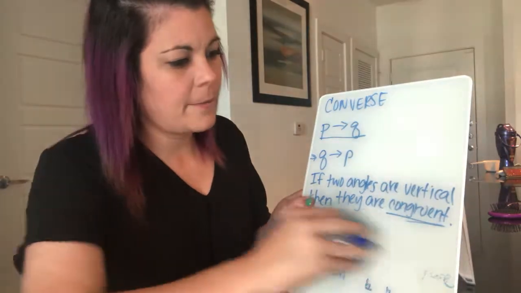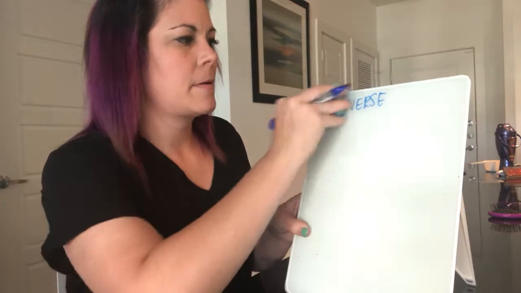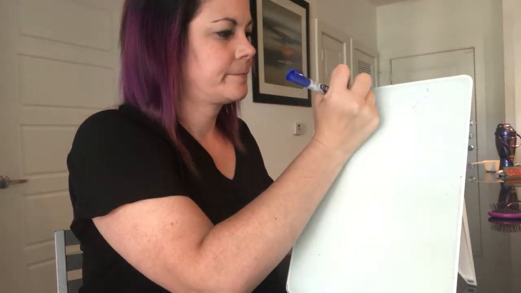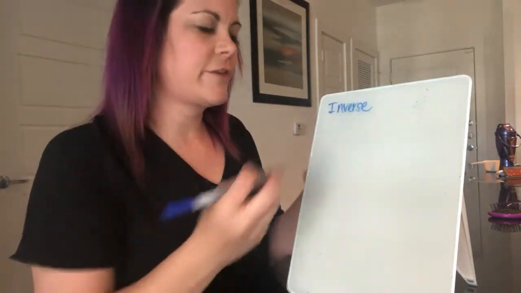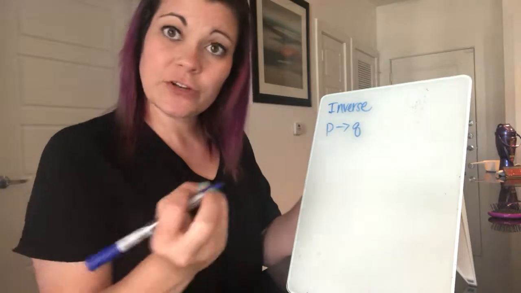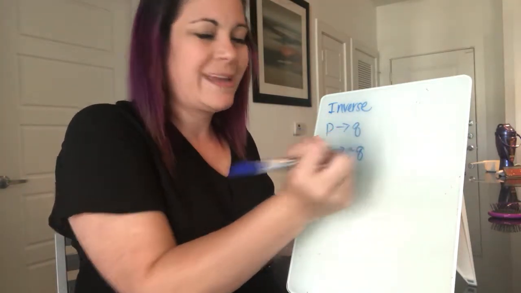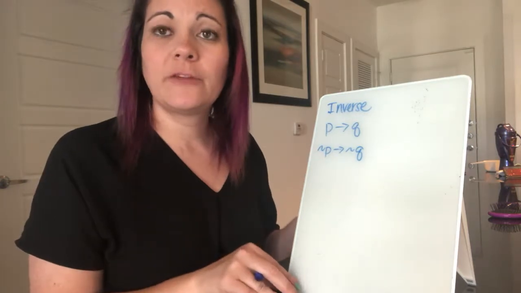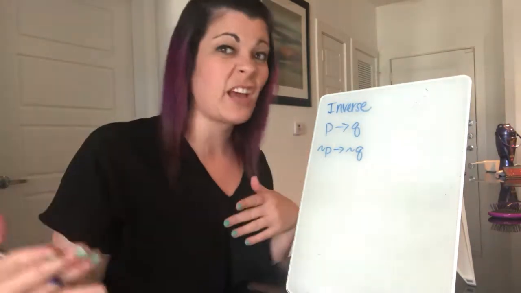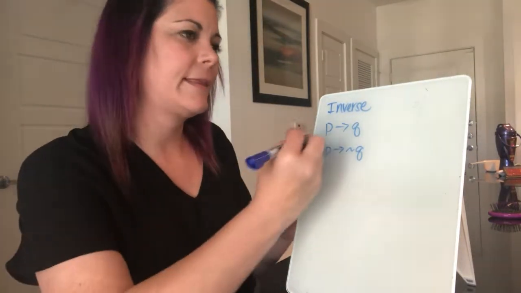Okay, let's talk about the inverse. So the inverse, the original, if P then Q. So the inverse would be that we took the opposite of both statements. So we negate them. We do the opposite of it. So if it doesn't have the word not in it, then we put it in. If it does have the word not in it, then we would take it out. We do the opposite of what the statement says.